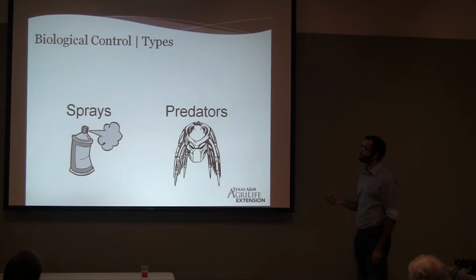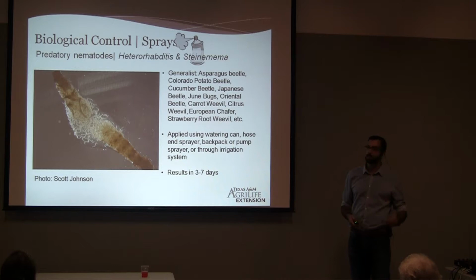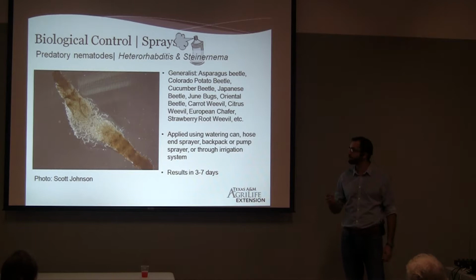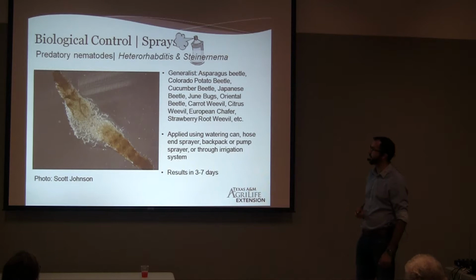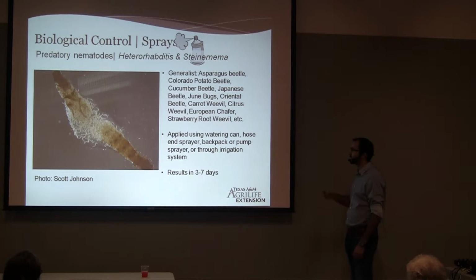You can get them as sprays. There are some biologicals that are beneficial bacteria, beneficial fungi, or beneficial nematodes, or some that are actual predators, larger organisms. One example of a beneficial nematode is one that will attack a number of different types of beetles and is considered a generalist. It's a little worm that goes inside the caterpillar and reproduces in there a whole lot until it eventually bursts out, and then it looks for more hosts. It's a parasite. You can apply it using a watering can, a hose and sprayer, a backpack or pump sprayer, or through an irrigation system.